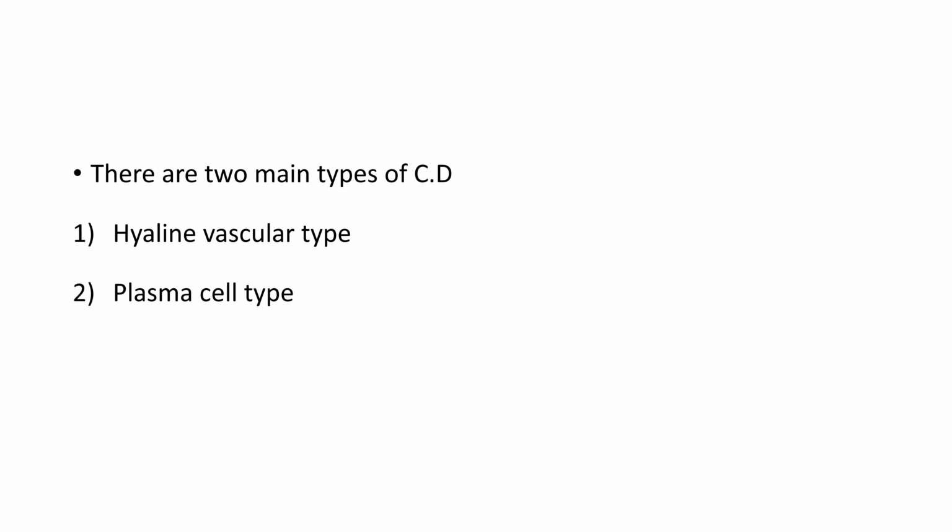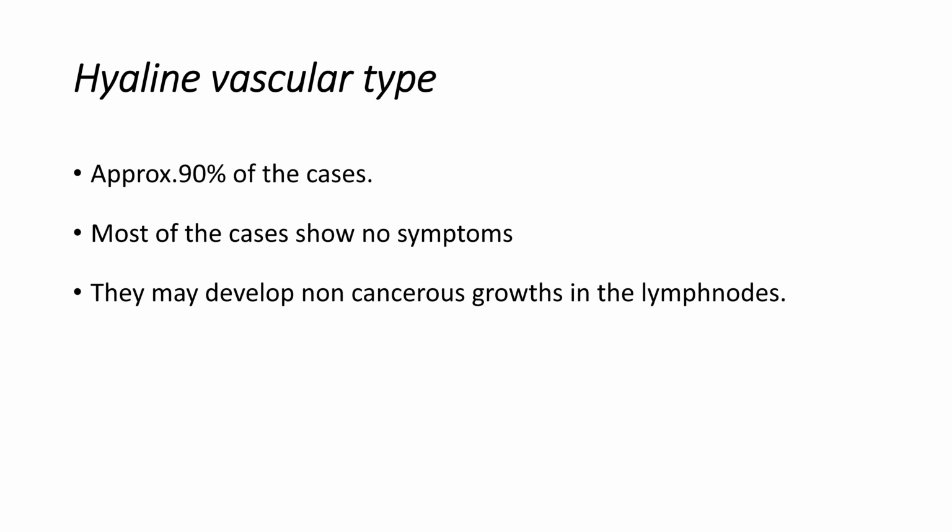There are two main types of lymphoid hamartoma or Castleman disease. First is hyaline vascular type. Second one is plasma cell type. In the hyaline vascular type, approximately 90% of the cases show the hyaline variant. Most individuals exhibit no symptoms of this form of the disorder, that is asymptomatic, or they may develop non-cancerous growths in the lymph nodes.